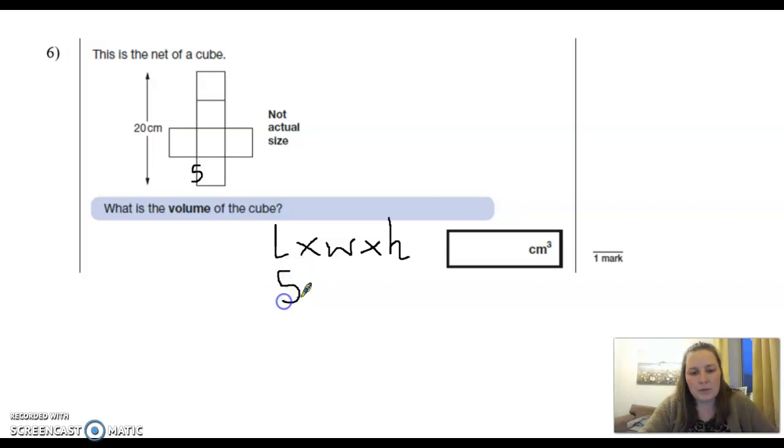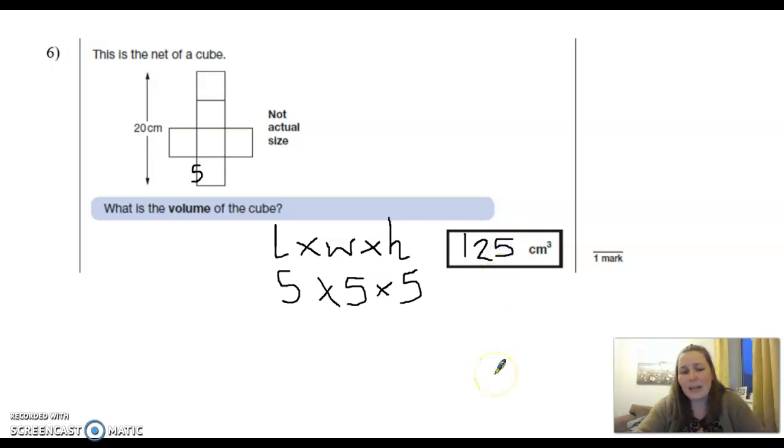So then I'm going to do 5 times 5 is 25. And then 25 times 5. And your answer will be 125. So well done if you got that. As I say, it looks complicated. It's got the words nets and volumes, but actually it's not as complicated as it seemed. So well done if you got those 3 right.